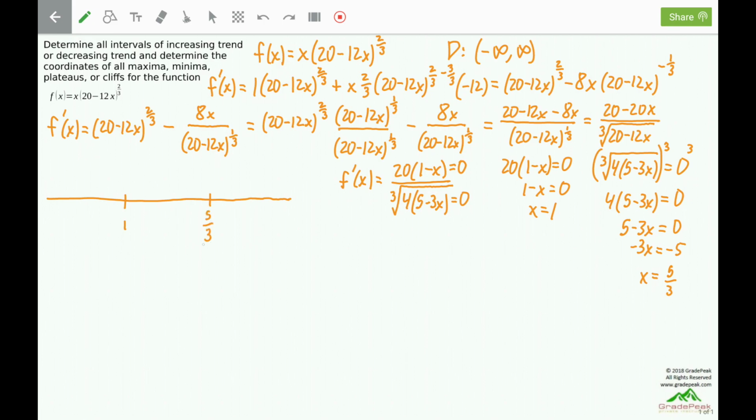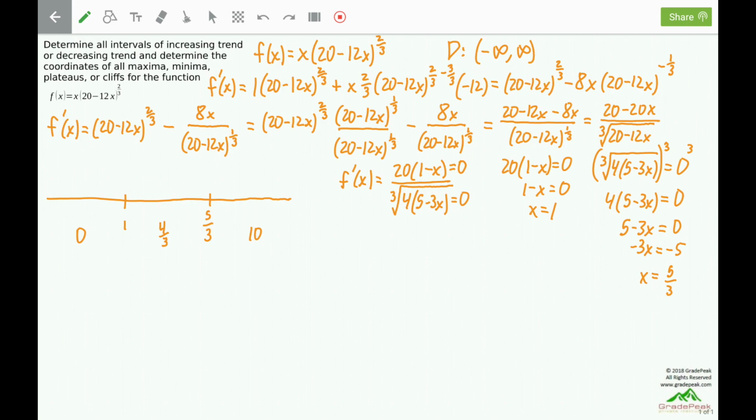And then the 5/3. This will break the interval of the domain up into 3 separate intervals. We can pick a test value in each of these intervals. The first interval, negative infinity to 1, will contain 0. The interval 1 to 5/3, 1 is 3/3, to 5/3, the simple fraction in between there will be 4/3.